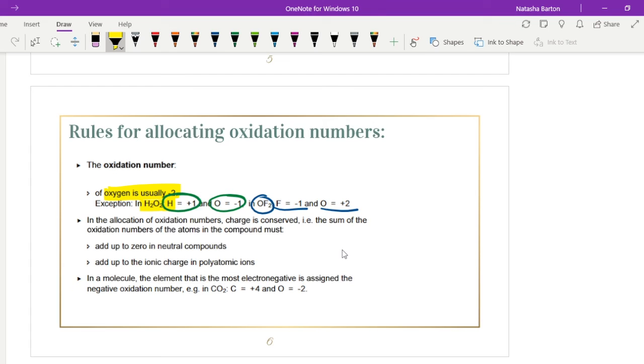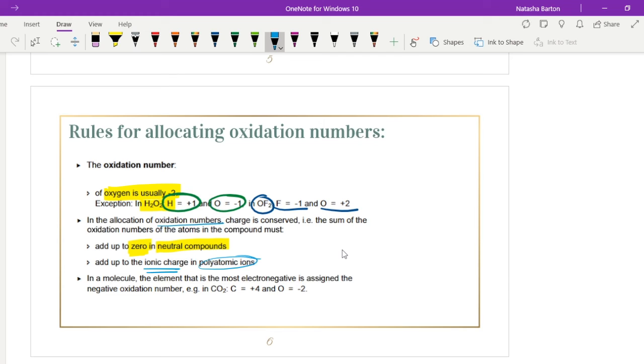Just remember, I mentioned that adding everything up, you should get 0, but this is actually just for neutral compounds. So when you have something that's covalently bonded or ions that balance out completely. If I give you, for example, a polyatomic ion, then the entire substance's oxidation numbers should add up to the ionic charge.